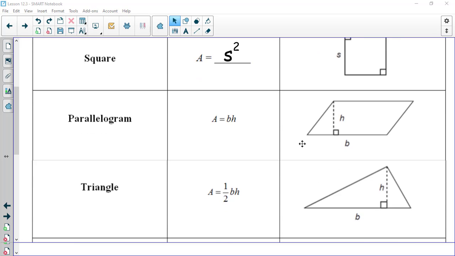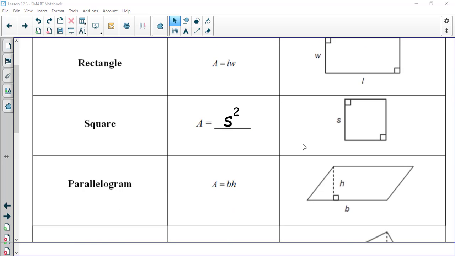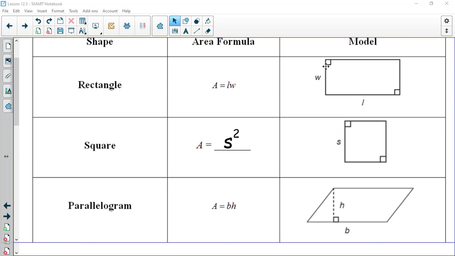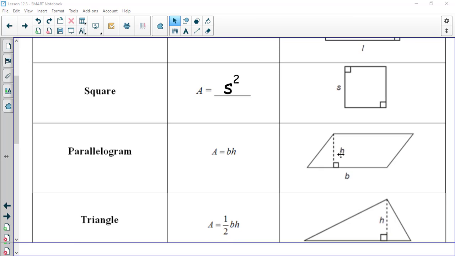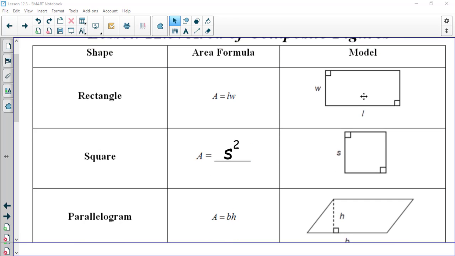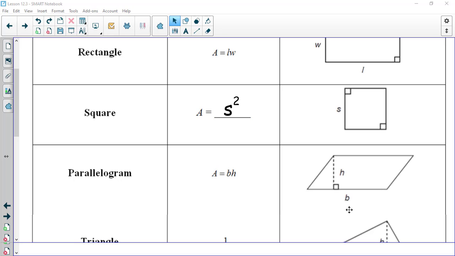For a parallelogram, we're going to use base times height. Now this is different from length times width because your length and width automatically intersect at a 90-degree angle in a rectangle, whereas in a parallelogram, all of our angles aren't 90 degrees, although technically a rectangle is a type of parallelogram. So we do say base times height here because what's going to be really important is that our base and height intersect at a 90-degree angle.